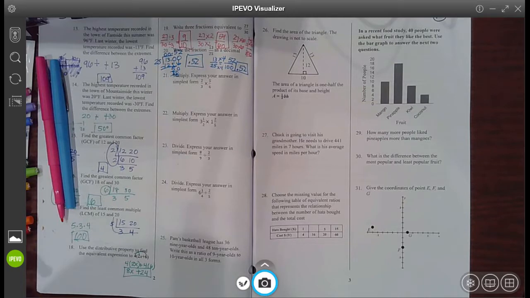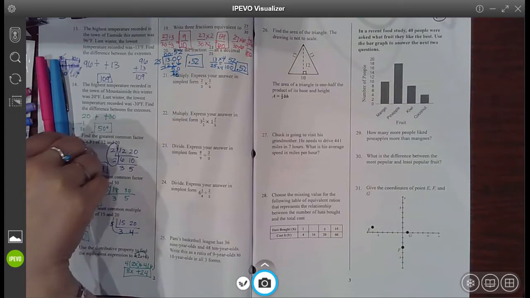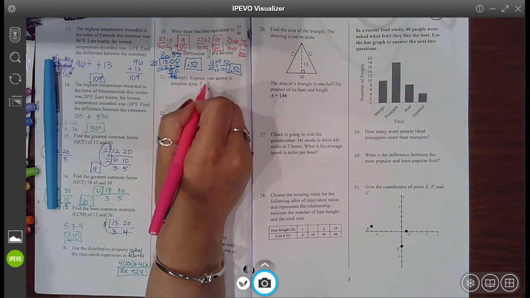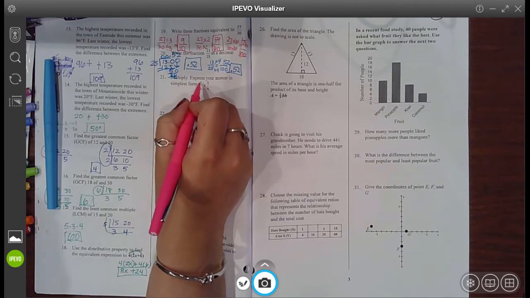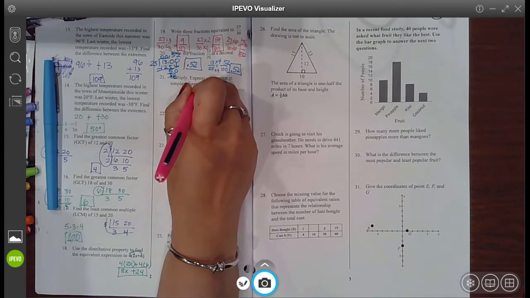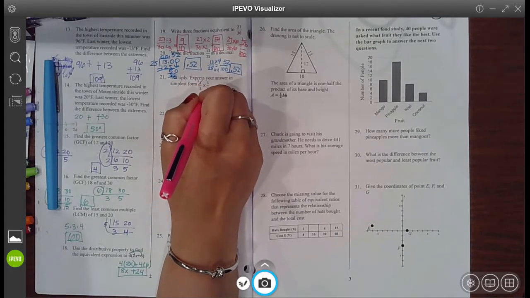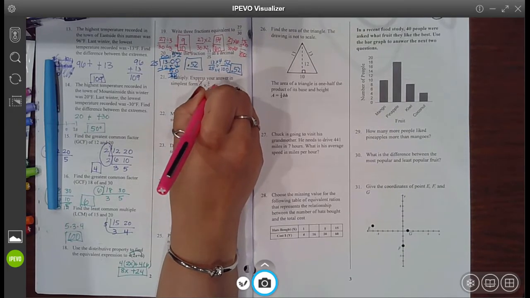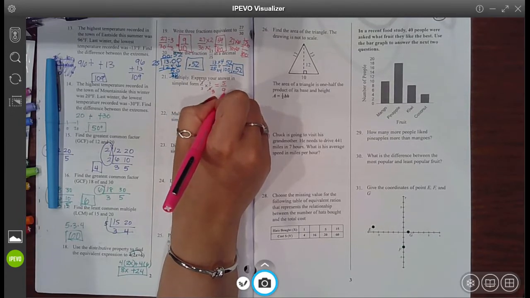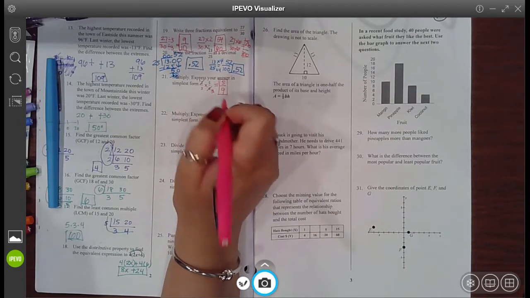Okay, so if we start at problem 21, it says multiply, express your answer in simplest form. Basically, make sure it's fully reduced. So I'm going to multiply these two fractions. 2/3 times 5/6. Can these cross cancel? No. Can these cross cancel? Yes. So 2 can go into both 2 and 6. 2 divided by 2 is 1. 6 divided by 2 is 3. Now multiply across. 1 times 5 is 5, and 3 times 3 is 9. So you end with 5/9 because that can't reduce anymore.